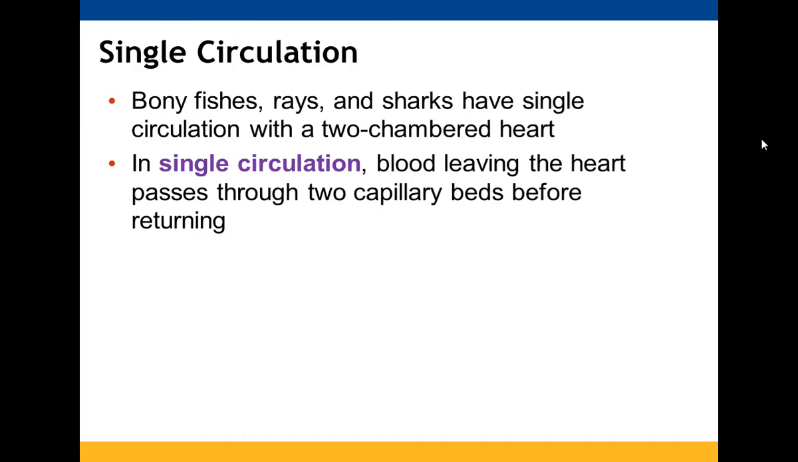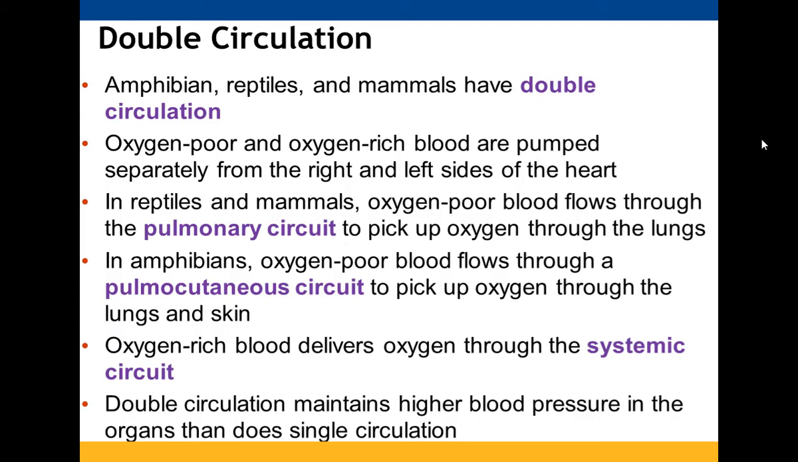They have just a two-chamber heart. The blood goes through the heart. We're not trying to separate oxygenated from deoxygenated, and it goes through the two capillary beds before it returns. I'll show you a picture of that in a second. Double circulation would be separating the oxygen-poor and the oxygen-rich blood.